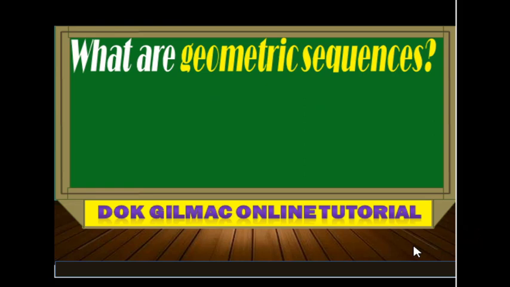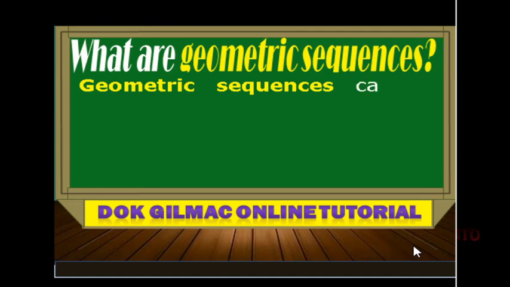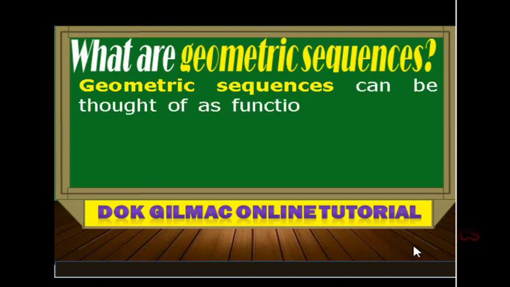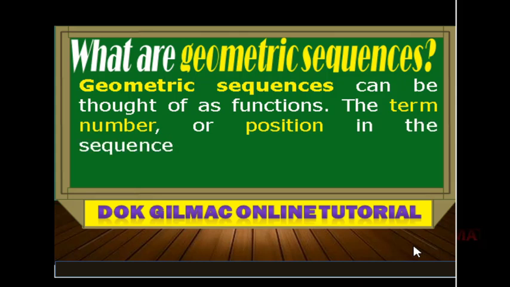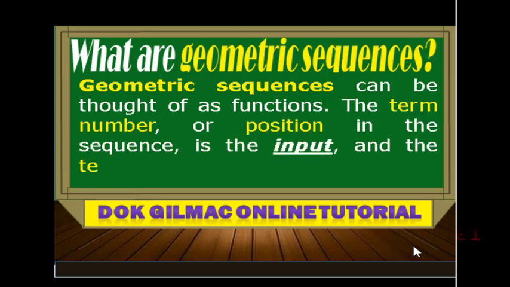What are geometric sequences? Geometric sequences can be thought of as functions. The term number or position in the sequence is the input, and the term itself is the output.